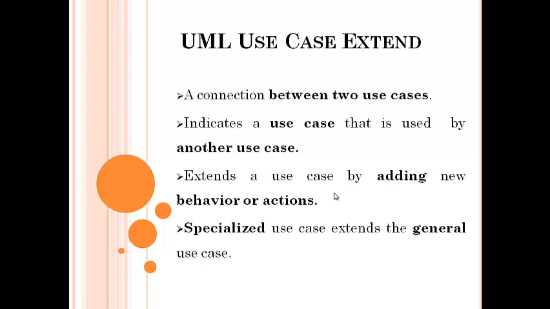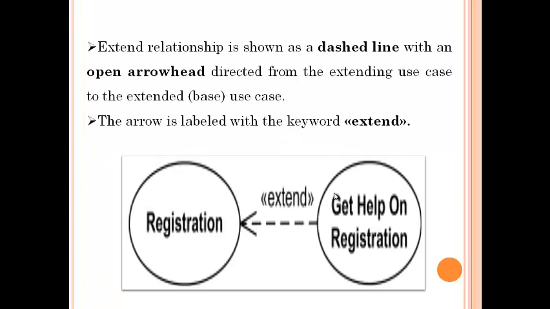A connection between two use cases indicates a use case that is used by another use case, extending it by adding new behavior or actions. The specialized use case extends the general use case. The extend relationship is shown as a dashed line with an open arrowhead directed from the extending use case to the extended use case. The arrow is labeled with the keyword extend.